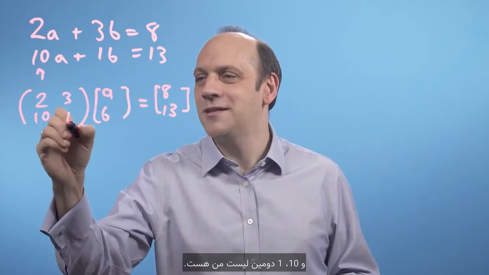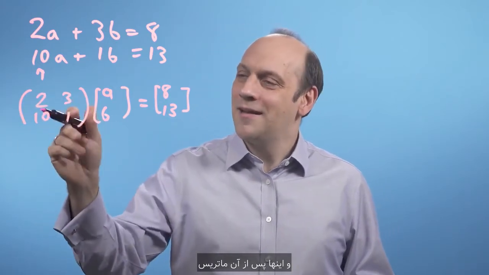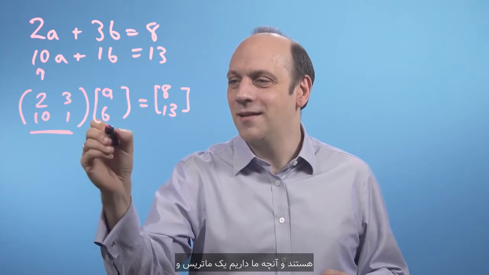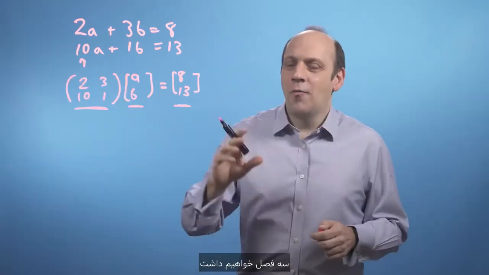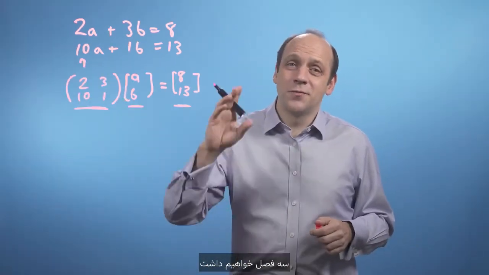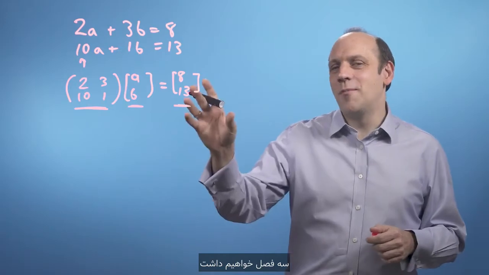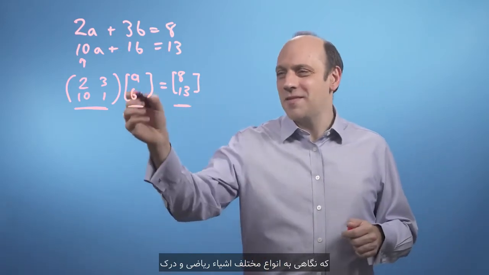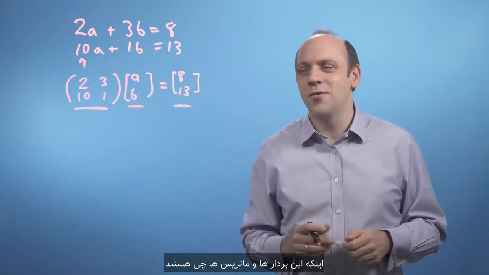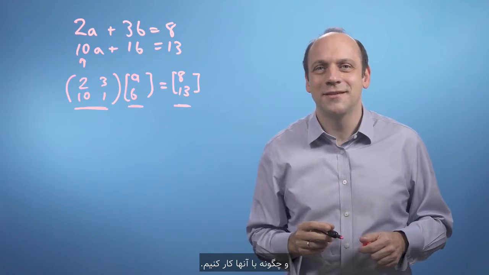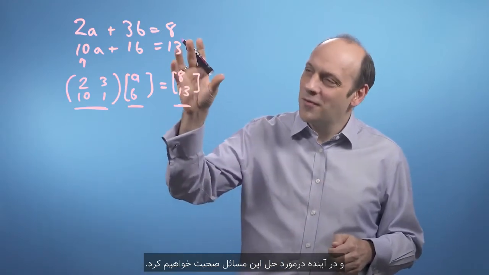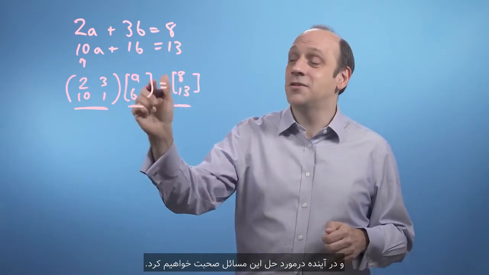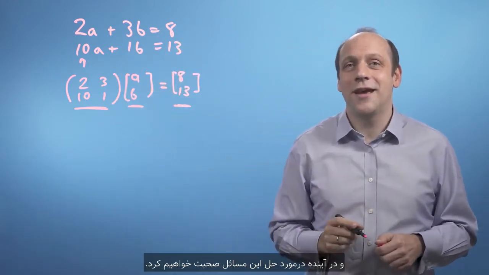I can write this down as a matrix problem where the 2, 3 is my first trip and the 10, 1 is my second trip. Then this is a matrix, and these are vectors. What we're going to do over the course of modules 1 to 3 is build up looking at these different types of mathematical objects, understanding what they are and how to work with them, these vectors and these matrices. And then we'll come back and figure out how to solve this problem in the general case.